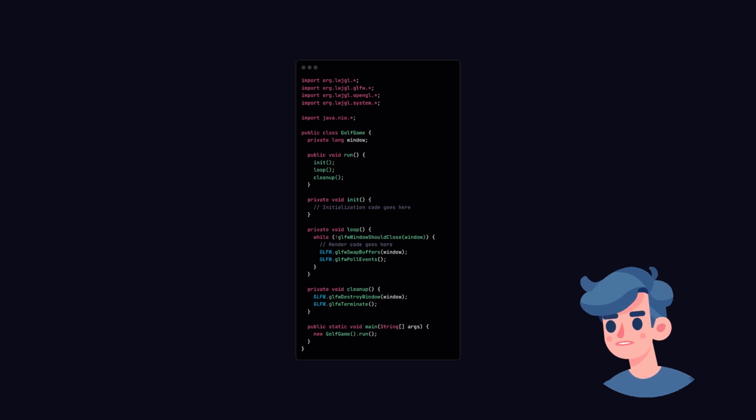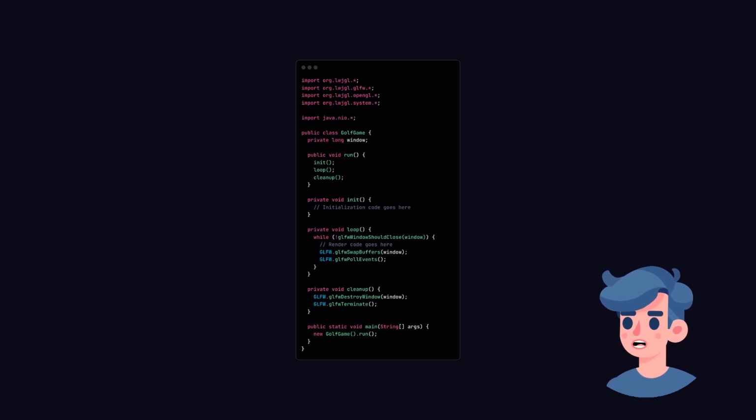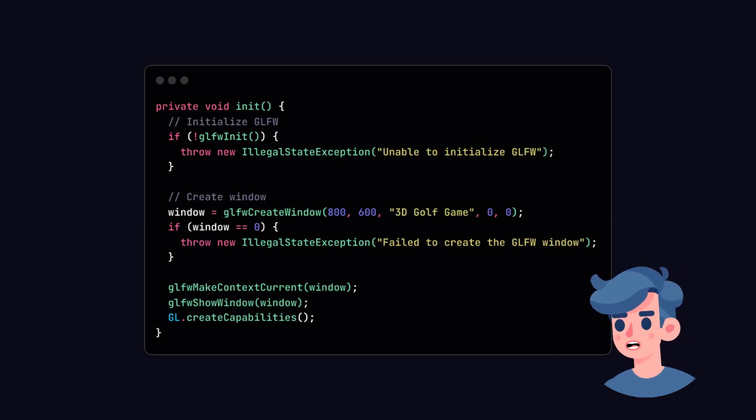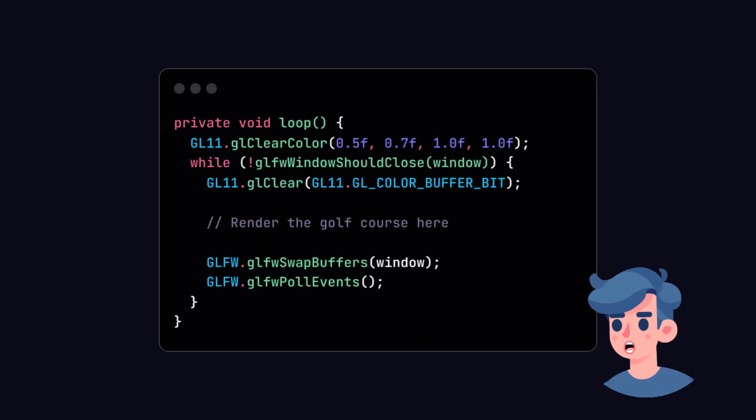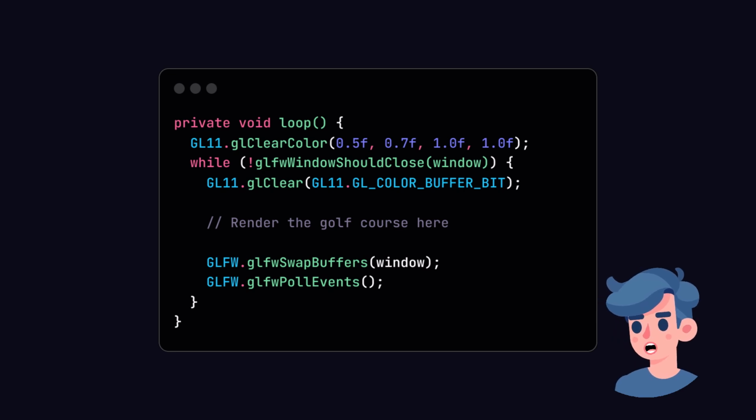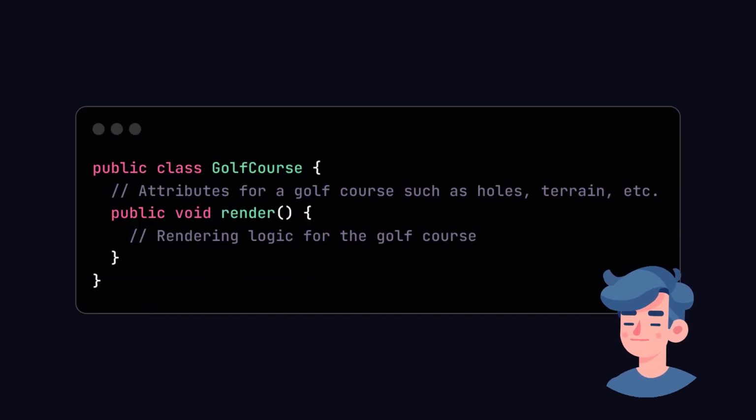Now that our project is set up, let's start by creating a basic game window using LWJGL. Open your IDE and create a new Java class called GolfGame. In the init method, we will create our window. Here's how you can do that. Great! We have initialized our window. Next, we need to set up a simple rendering loop. In the loop method, let's add a simple color to our background. At this point, you should see a blue window when you run your application.